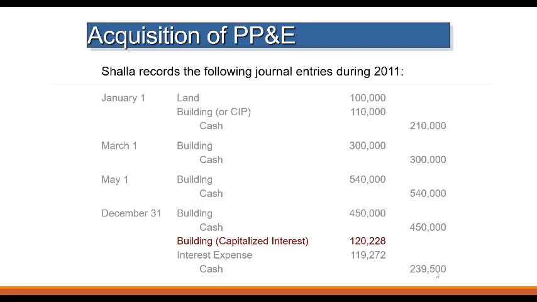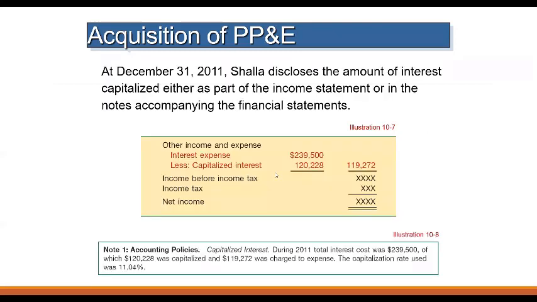The only different one is the one that will be made to capitalize part of the interest. As we showed you in the previous slide, we selected the 120,000. So I'm going to debit building or capitalized interest for 120,228. I'm going to credit cash with the total interest to be paid, which is 239,500, and the difference will be considered as an interest expense, 119,272. This is the entry if I asked you to prepare an entry for that.